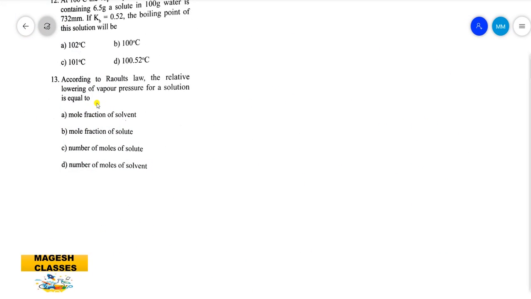Question number 13. According to Raoult's law, the relative lowering of vapor pressure for a solution is equal to. Mathematically, the relative lowering of vapor pressure is equal to the mole fraction of the solute. So X2 is the ratio of the number of moles of solute to the total number of moles of solution. So your answer is the mole fraction of the solute, B.